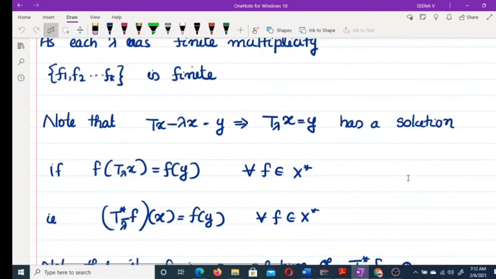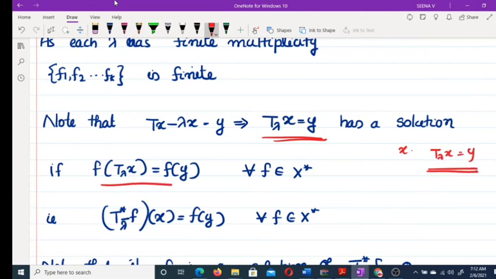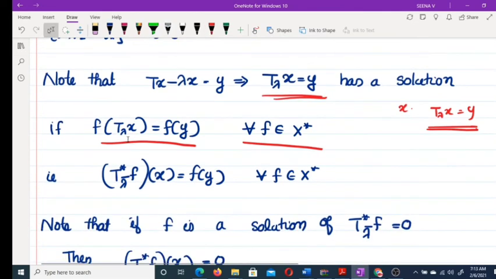If this equation has a solution, that means we have to find some x such that T_λ x = y. These are equal if and only if f(T_λ x) = f(y) for every f belonging to X star. If this has a solution, then f(T_λ x) = f(y) for every f.